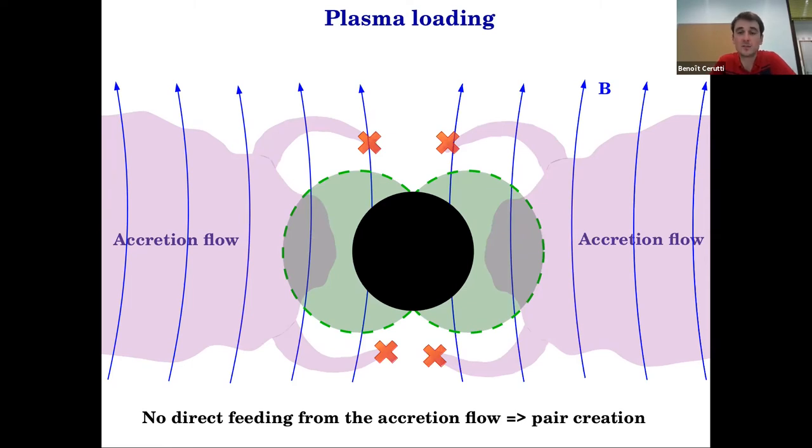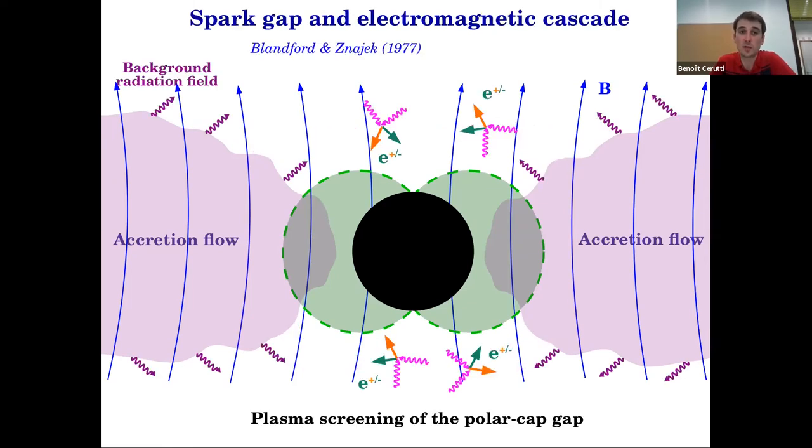Therefore, what we think is happening instead is that you have perturbations, an in situ generation of plasma that is able to load your field line with plasma. But in order for this mechanism to work, you need to sustain it.